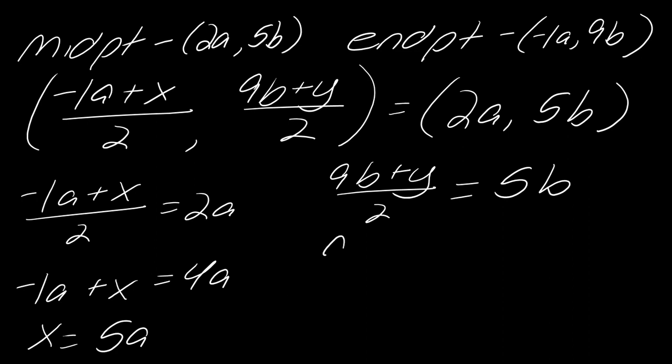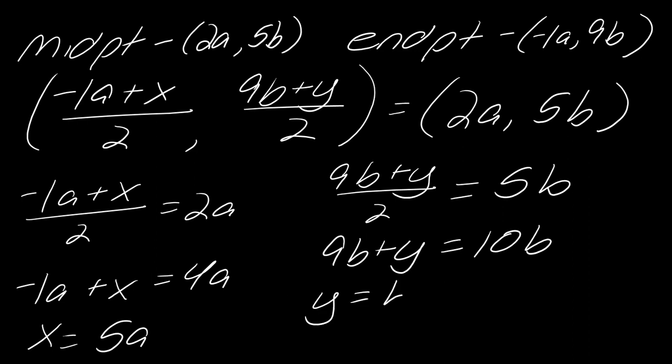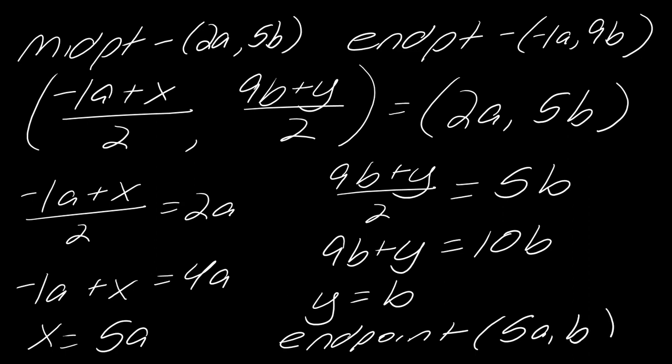Okay, so now I've got 9b plus y equals 10b, right? So I multiplied both sides by 2. Then if I subtract off the 9b, I get y just equals b. So my other endpoint will be 5a comma b. Does it look a little funny? Sure. Nothing wrong with it though. In the context of the problem, it's all good.